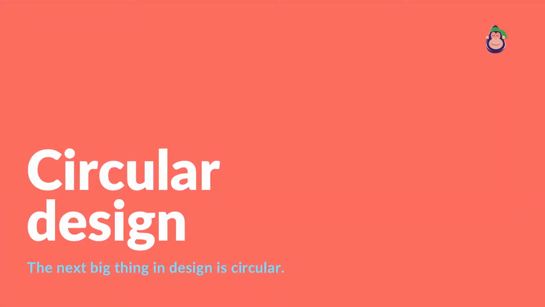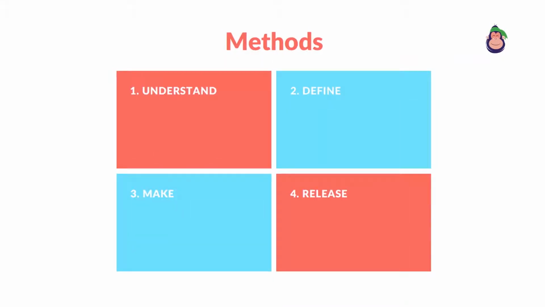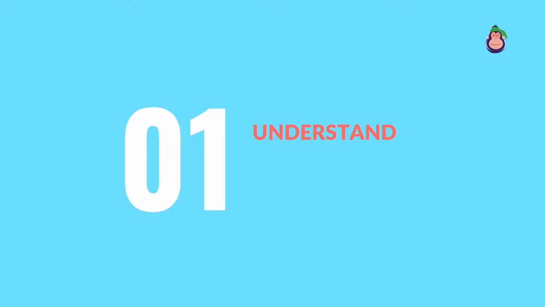The principles I'm going to talk about today come under the umbrella of circular design. The next big thing in design is circular. There are four methods: understand, define, make, and release. In the world of UX, the first principle is understanding the user needs, or we can say understanding the customer needs. Till now we have designed products in a linear fashion where we talk to the user to get feedback.